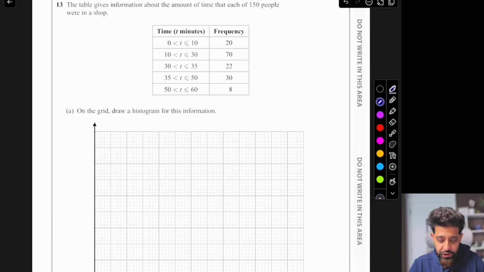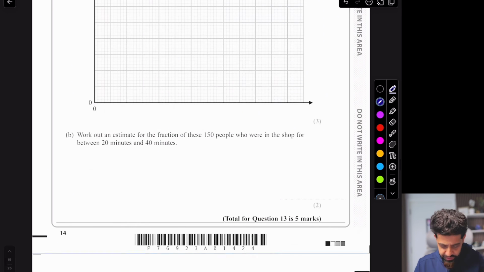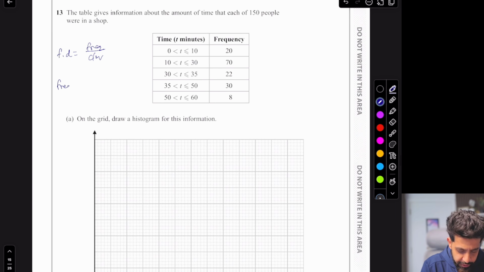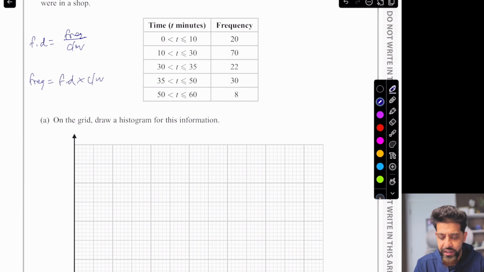Draw a histogram for this information. Okay, first things first, guys. Histogram revision here. Frequency density is equal to frequency divided by the class width, and we can rearrange that to find frequency. Frequency is equal to frequency density times by class width. Okay, so to draw a histogram, we need to draw the frequency density, the FD.